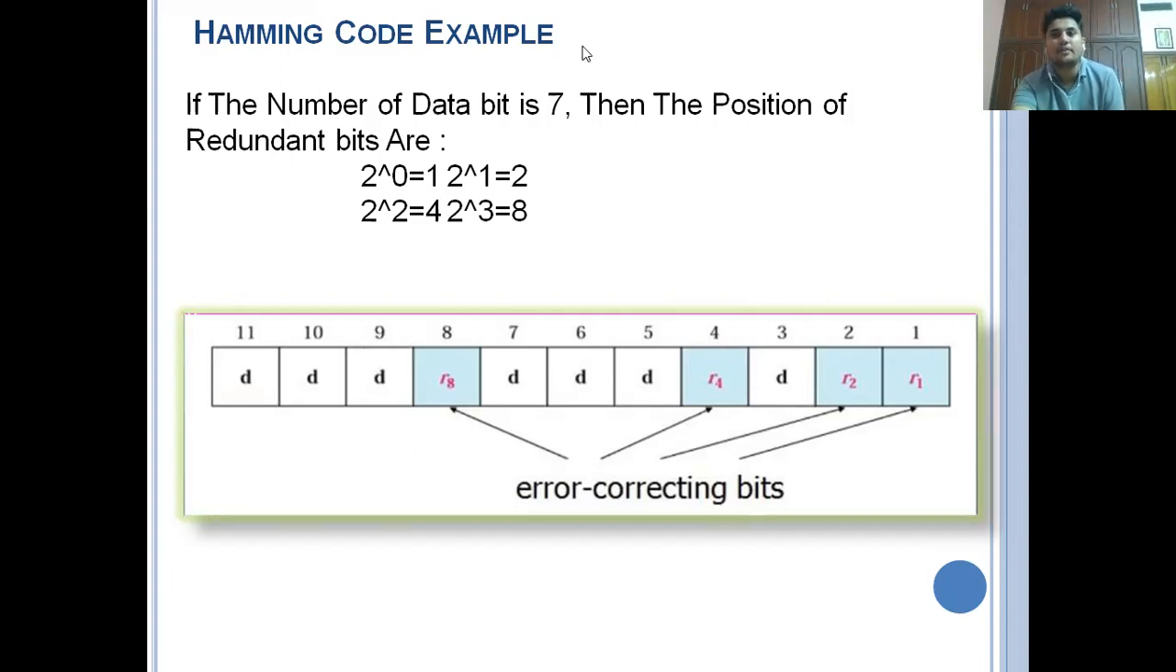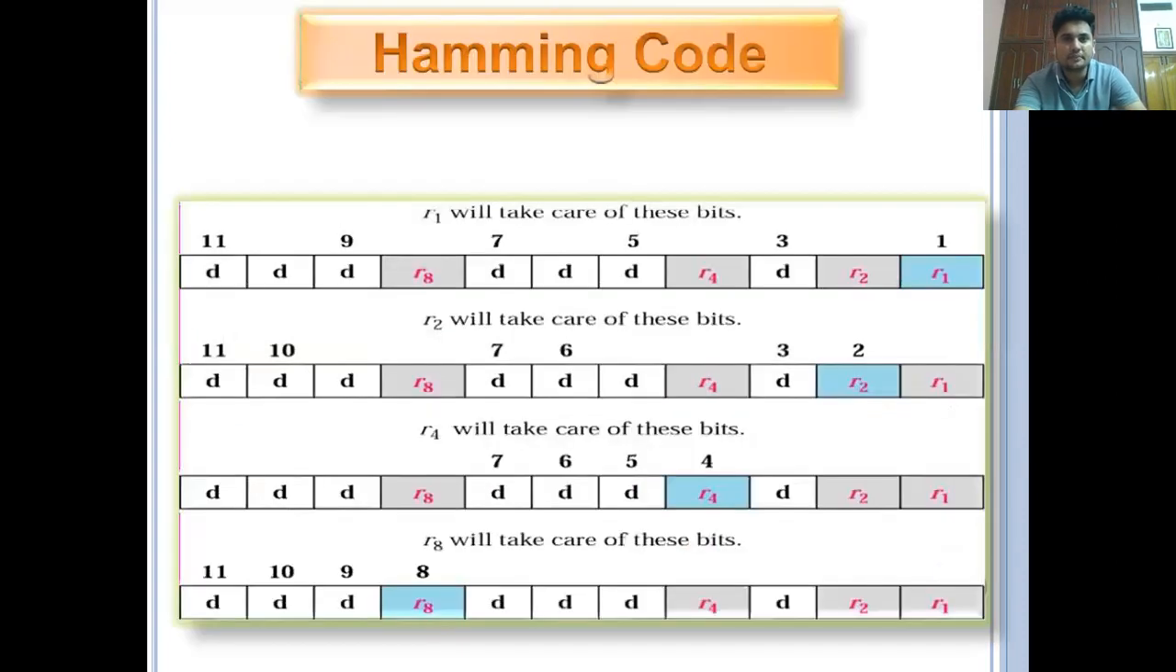So in the first location, second location, fourth location, and eighth location, we are placing the redundancy bits R1, R2, R4, and R8, and in the rest of all places we are placing the original data D. These 4 are the error correcting bits. Already some duplicate data is placed there for error detection. So in Hamming code, R1 will take care of these bits, and so on.